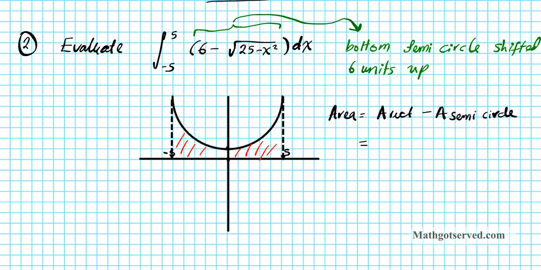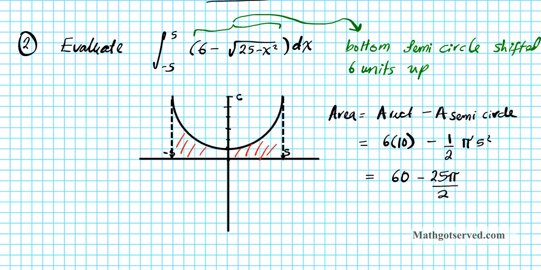So what is the area of the rectangle here? The entire length is 10 units wide, and you go up, and the height is 6 units. 1, 2, 3, 4, 5, 6. So the area of the rectangle is 6 times 10. Minus the area of the semicircle, the radius is clearly 5, so pi r squared divided by 2, so 1/2 pi r squared, 5 squared. Do the calculations, you end up with 60 minus 25 pi over 2.